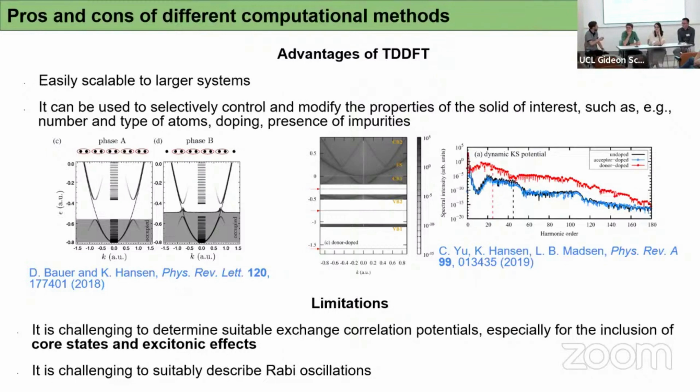Of course, it has limitations. Determining a suitable exchange correlation potential can be challenging. You need to have determined that first. And this can be particularly hard, especially if you want to deal with core states, or if you want to include excitonic effects, as Simon Jensen has mentioned before. Also, you must have determined a suitable exchange correlation potential if you want to suitably describe Rabi oscillations, and so this can be challenging as well.